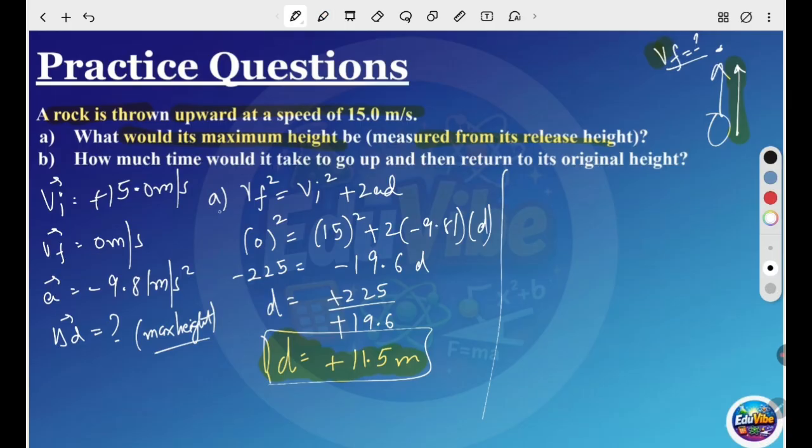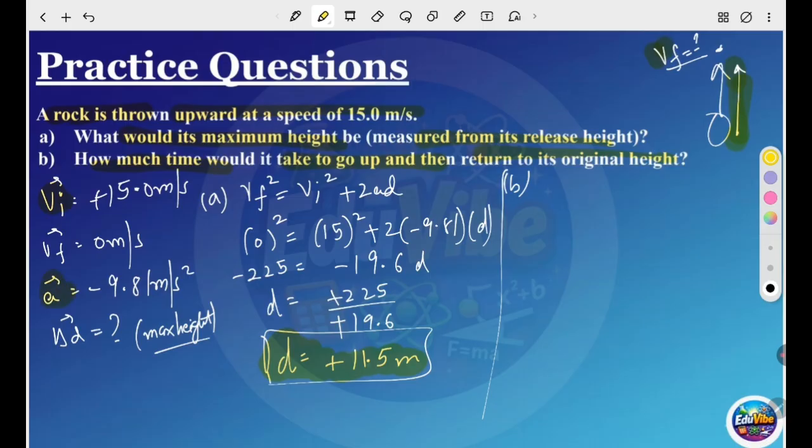So this is the A part. We have to solve the B part too with the same information. How much time would it take to go up? We calculated the maximum height from here to here. Now we have to calculate how much time it takes to go up and return to the original height. So how can we calculate this? We have to calculate the time now. We have the same things, we have Vi.